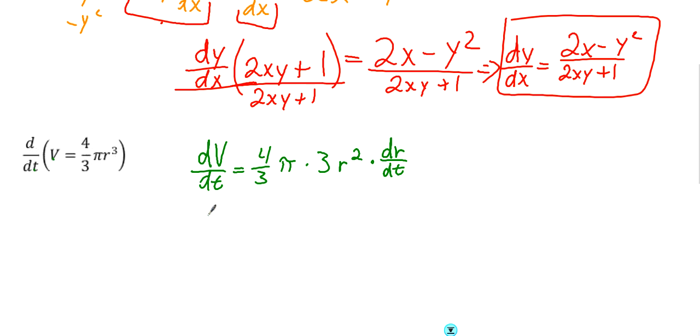And we simplify this a little bit, so we get dV over dt equals 3 times 1/3. So this is 4 pi r squared dr over dt. And that's the basics of implicit differentiation.